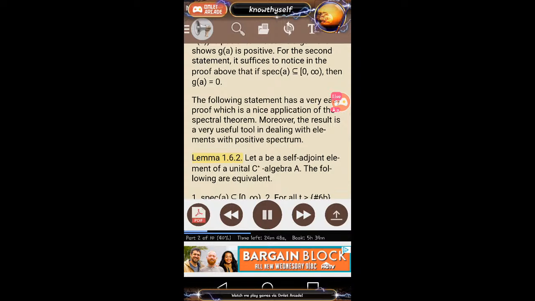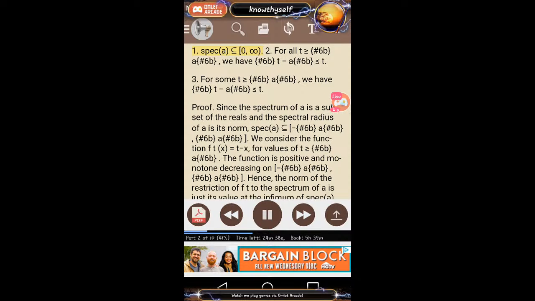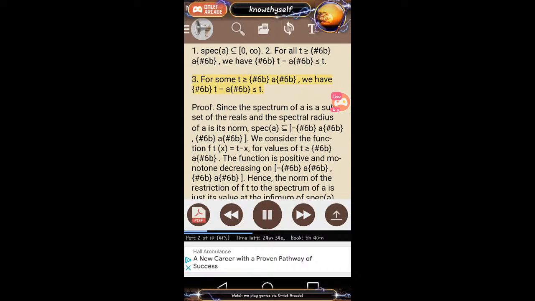Lemma 1.6.2. Let A be a self-adjoint element of a unital C*-algebra. The following are equivalent. 1. Spec A is contained in [0, infinity). 2. For all t greater than or equal to the norm of A, we have the norm of t minus A is less than or equal to t. 3. For some t greater than or equal to the norm of A, we have the norm of t minus A is less than or equal to t. Proof.